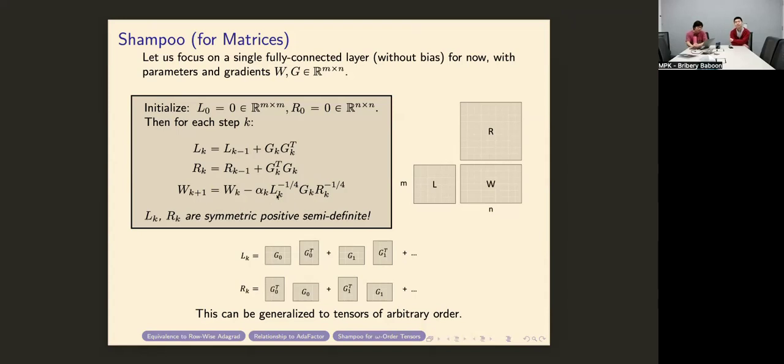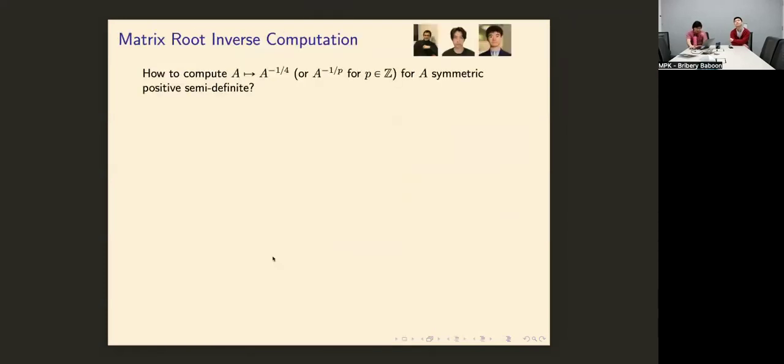Now, similar to Adagrad previously, the major benefit of all these approaches is that L and R here remain nicely symmetric positive semi-definite. And there are ideas of how to generalize these things further. So, well, Shintaro's still on this slide, so he can probably talk even more about this than I can.